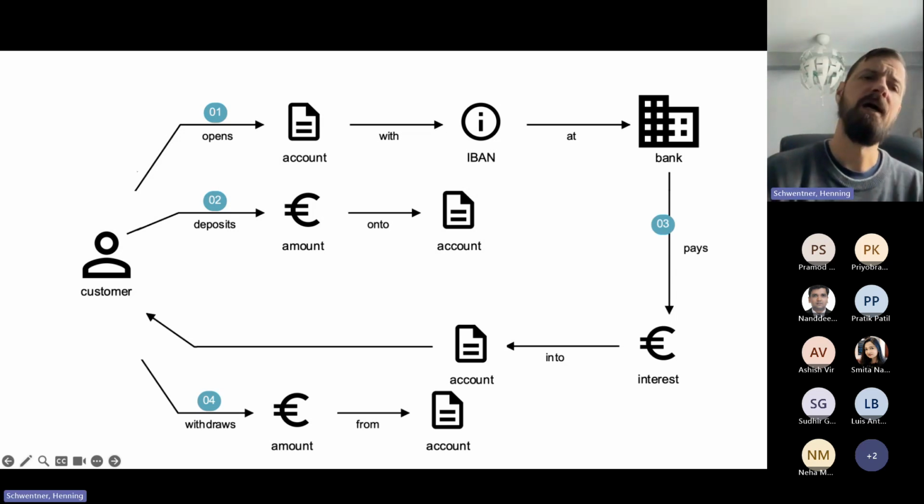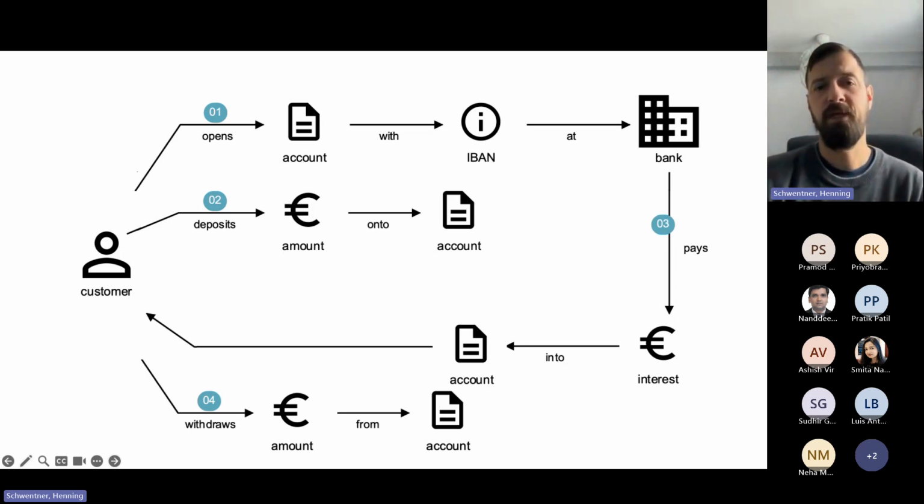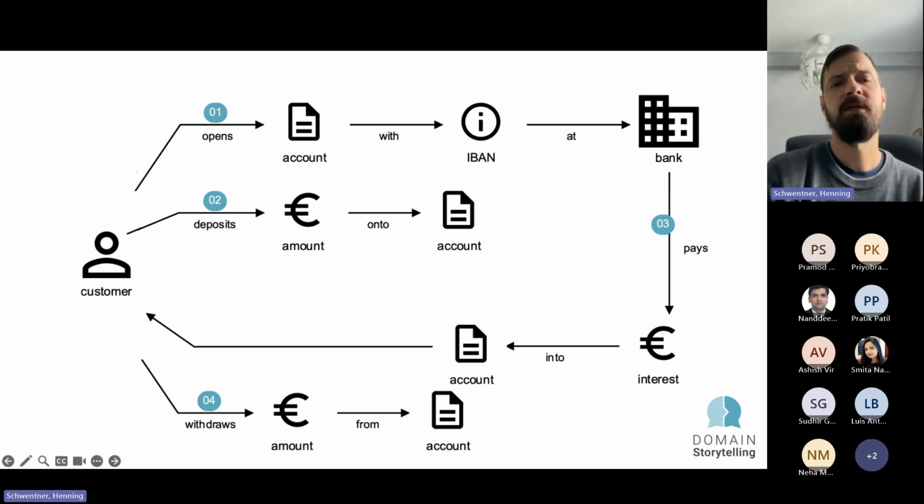So this is a coarse-grained, broad idea of what's happening, what's the process in the bank, or what's one of the processes here in the bank. Of course, we could go into much more detail, but for the time being, this should be our idea. Hey, this kind of diagram that you see here, it's called a so-called domain story.